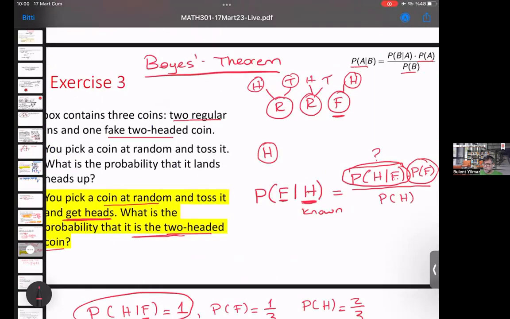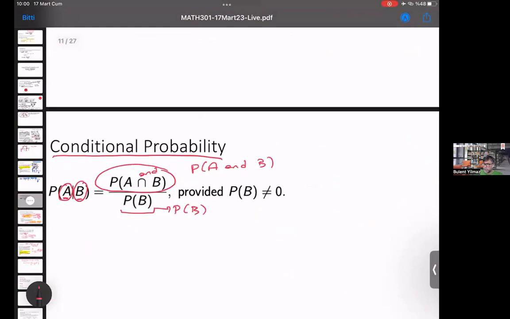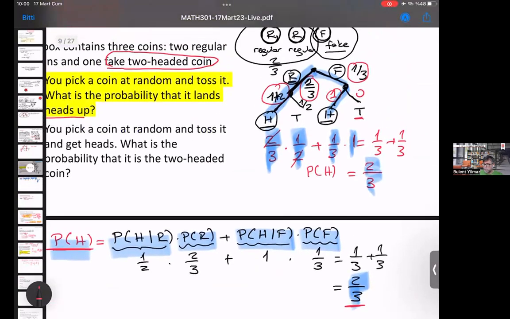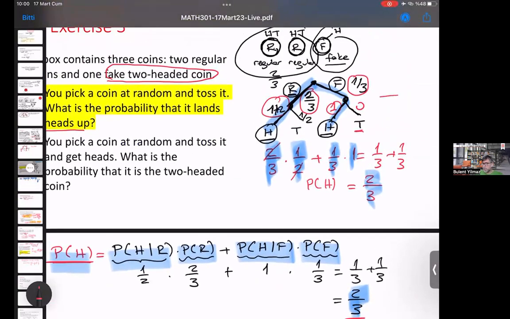Sure. It was the law of total probability. Here we found the probability of heads by either using a tree diagram or the law of total probability formulation. How do I do it? If I choose a regular coin, what's the probability of obtaining heads? 1/2, it's a regular coin. What's the probability of choosing the regular coin? There are 2 regular coins and 1 fake coin, so the probability of obtaining a regular coin is 2/3.